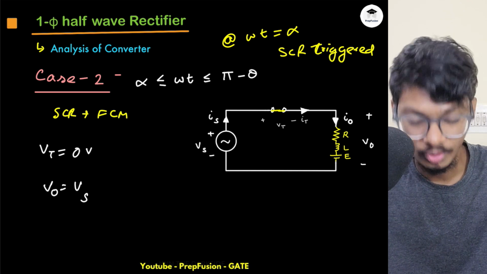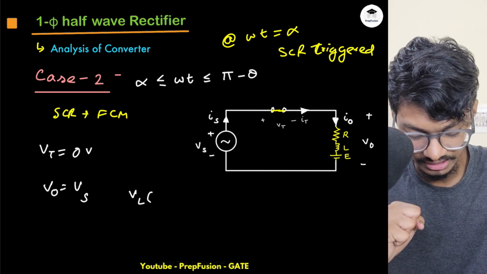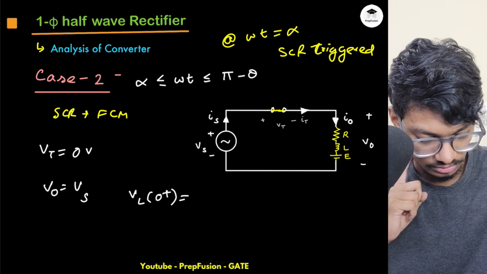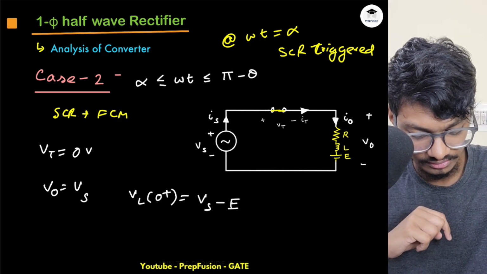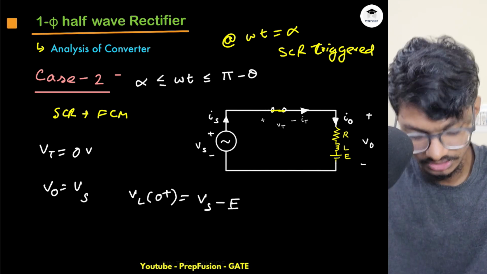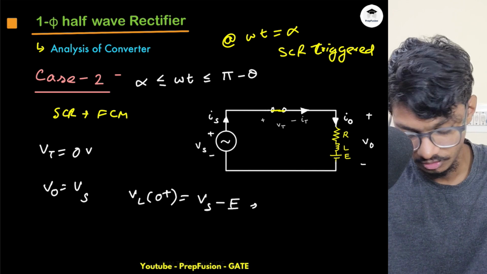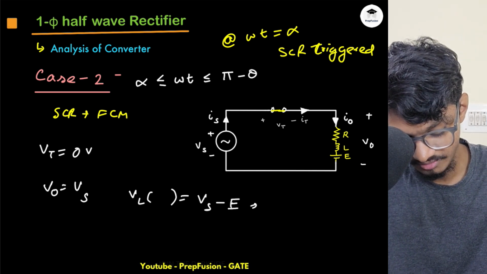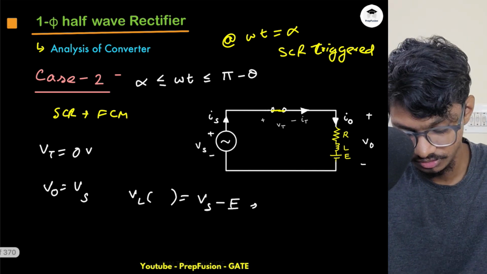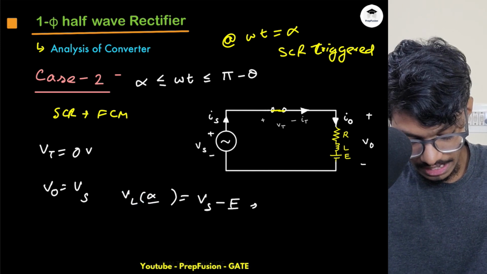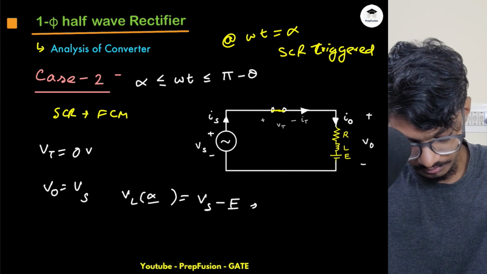And what about my VL? Initially, my VL at 0 plus will be simply equal to VS minus E, because this is 0 and this drop is 0. Sorry, this is not 0 plus, actually this is alpha plus, because I'm triggering it at alpha. So I will write this more precisely. This will be alpha by omega plus.